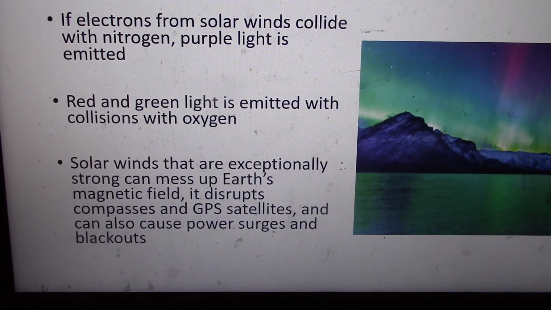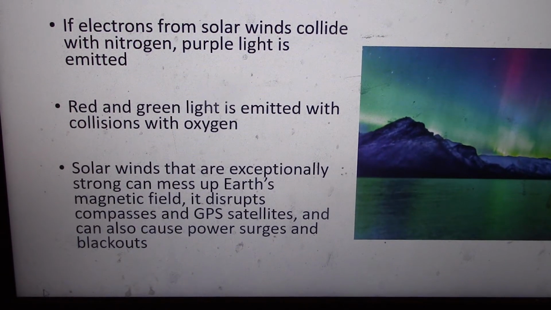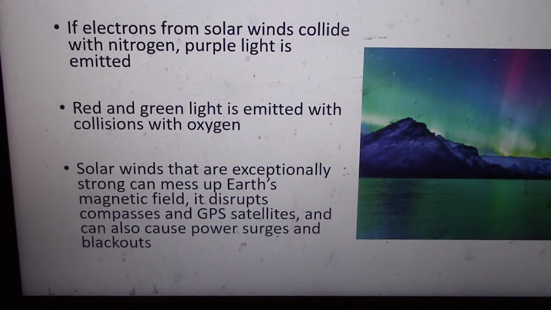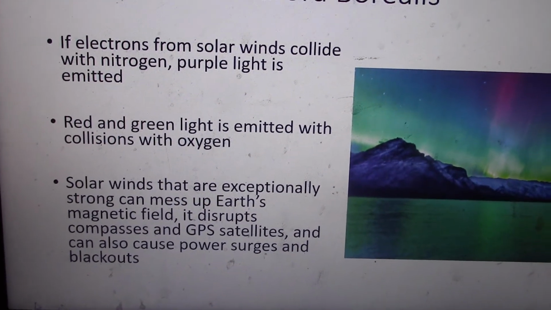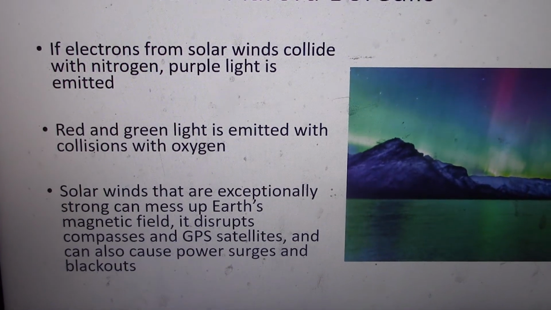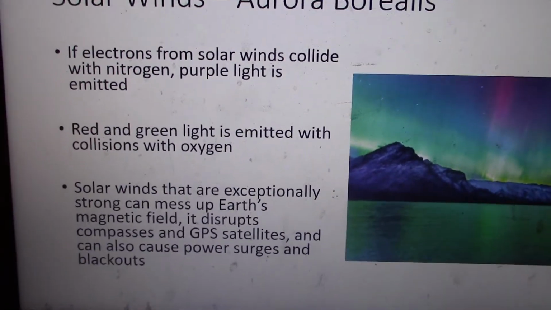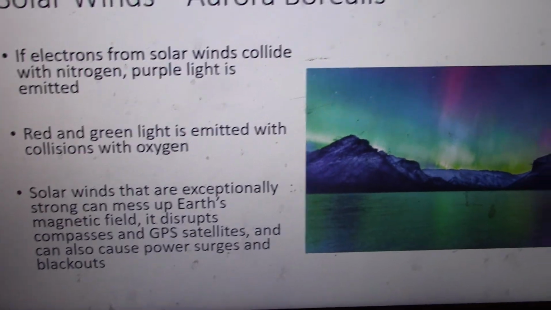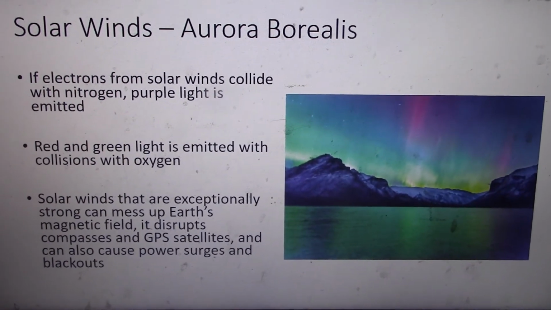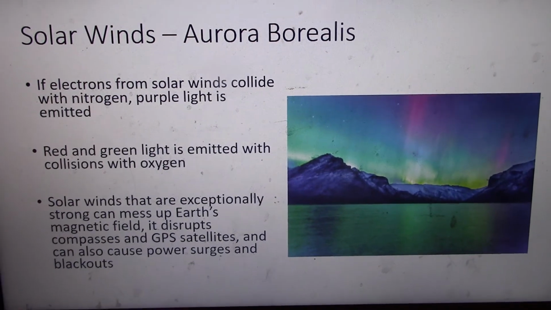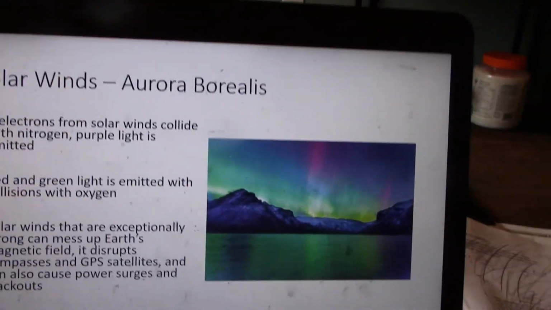Now, solar winds, because they're charged particles, they can really disrupt the Earth's magnetic field, right? And that can disrupt cellular transmission, GPS. So if we have really strong solar winds in a place like Whitehorse, for example, in the Yukon, it might be tough for planes to land, right? Power surges, blackouts.